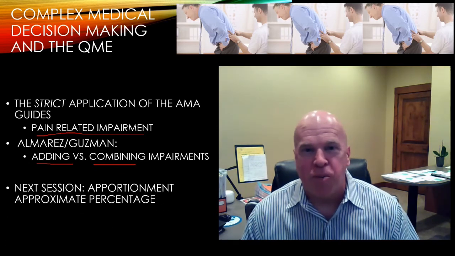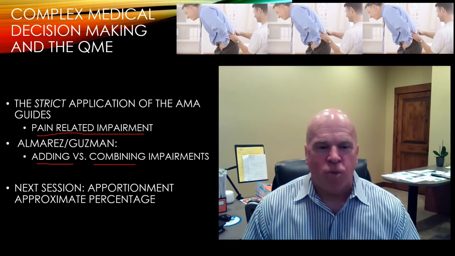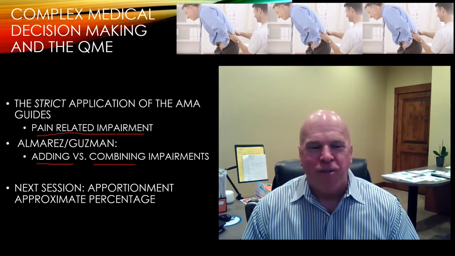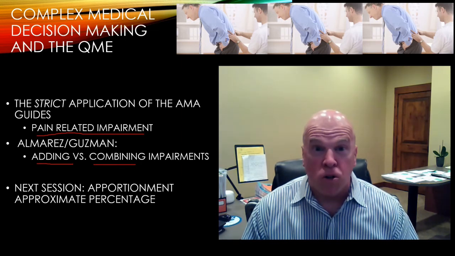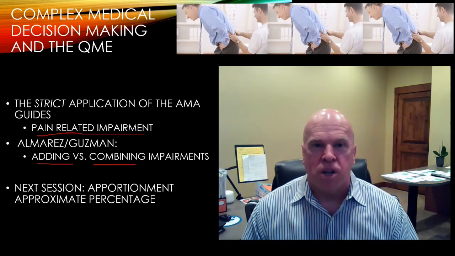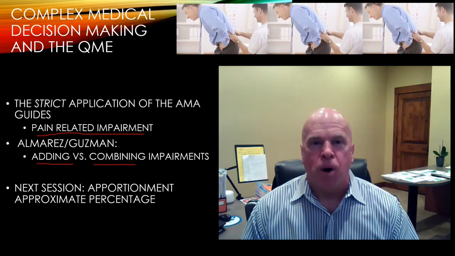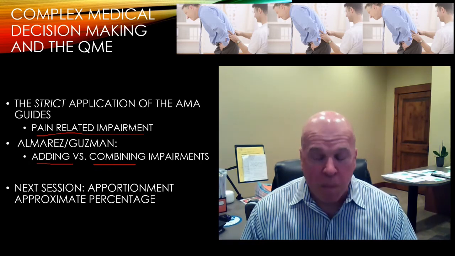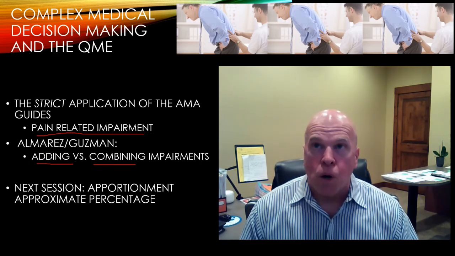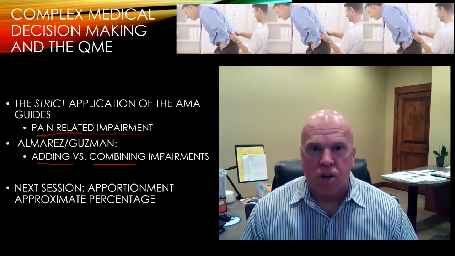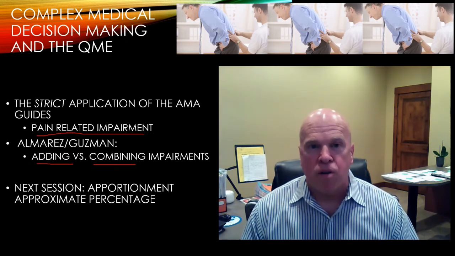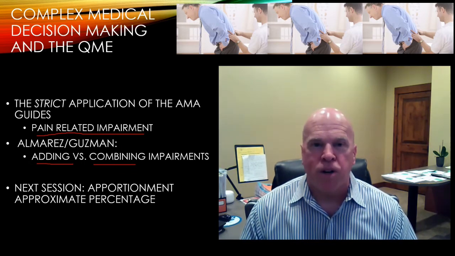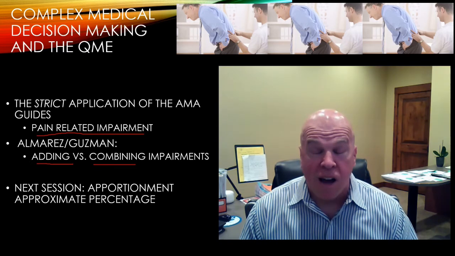Okay, so I hope that helps you, doctors. In our next session, we're going to tackle the issue that seems to be the most difficult for qualified medical evaluators of all specialties, and that has to do with coming up with your apportionment approximate percentages. And I get calls from doctors all the time, and they ask me, they say, Barry, how do you do it? How do you know if the apportionment approximate percentages are 50-50? Or how do you know if it's 60-40 or 70-30? How do you know when it's 0-100 or 100-0? I mean, how do you know? How do you do it?